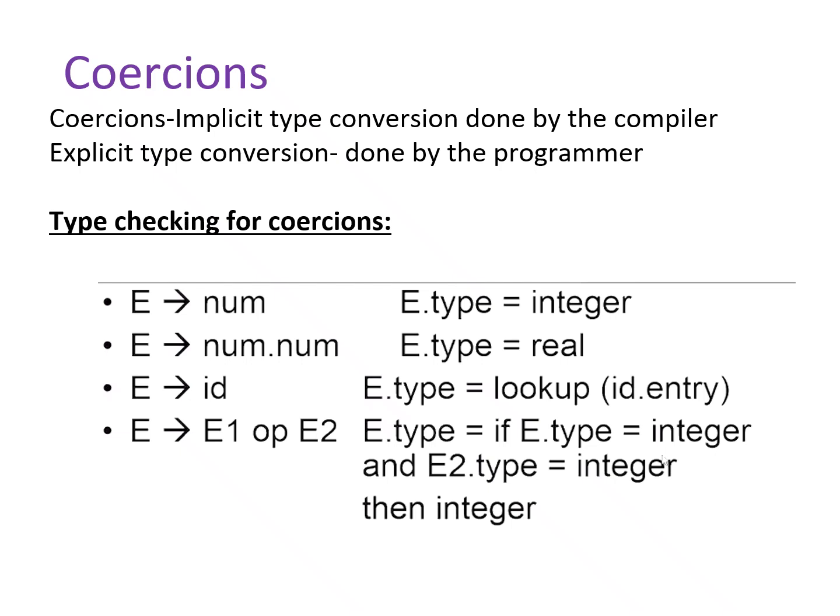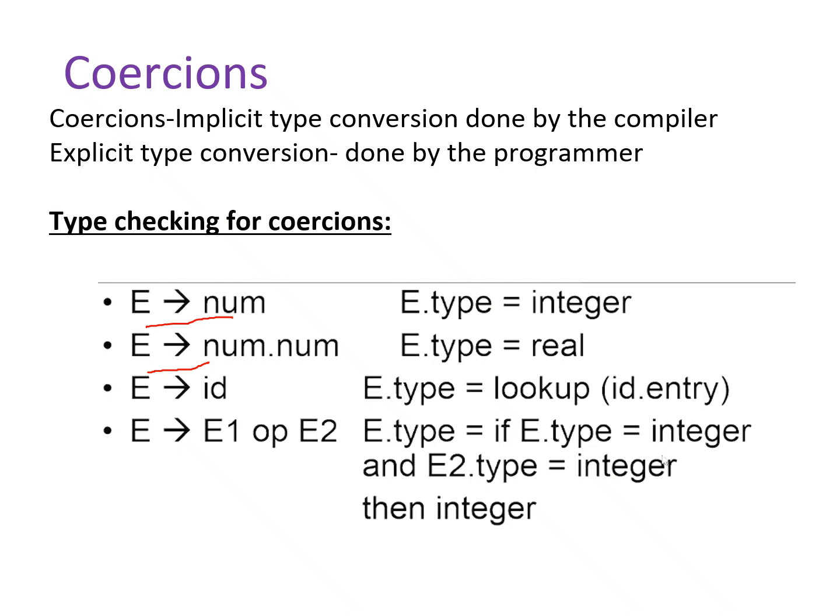Next is type checking for coercions, which are implicit type conversions performed by the compiler. Another concept is called explicit type conversion, which is usually performed by the programmer. For example, for type checking for coercions, you have E tends to num, which means that E.type is an integer. Or if you have the form E tends to num.num, then E.type is a real.